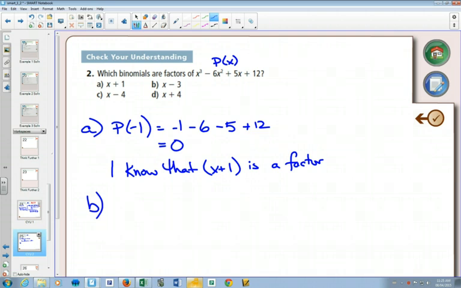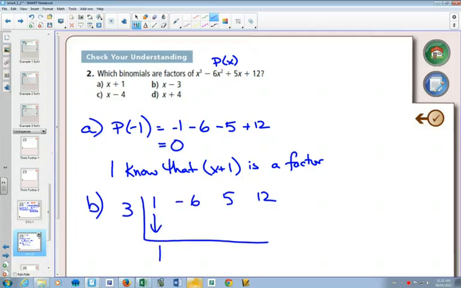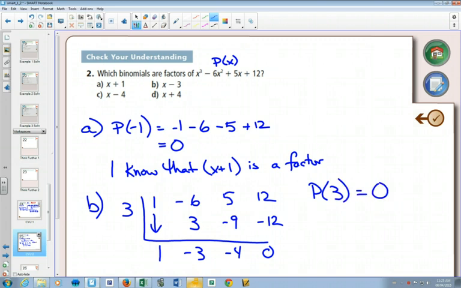For b, because it is 3, that's a bigger number, I think it might be quicker to use synthetic division. Notice that we get a remainder of 0. So that means if we had plugged in 3 into the polynomial, we would have got 0 using the factor theorem, remainder theorem. And that means that x minus 3 is a factor.